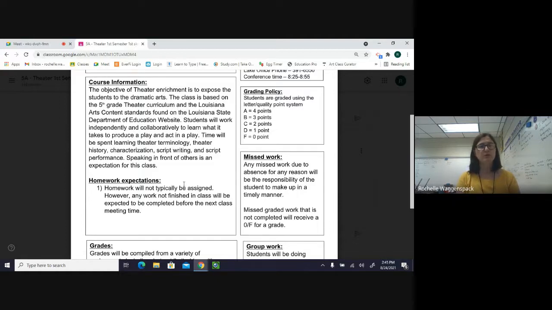Then we move on to script writing and showing the students how to actually write a script, which is a lot different than writing an essay in their ELA classes. So we spend a lot of time doing script writing. We practice some characterization, getting into character, taking on different roles. And then we actually move into performing.